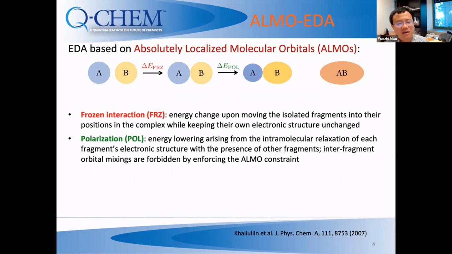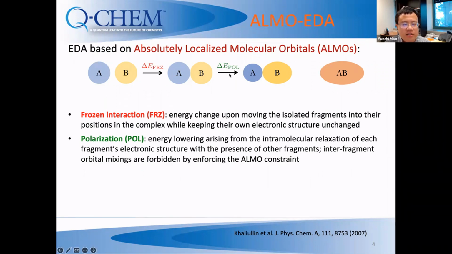The second intermediate state is called the polarized state. In this state, we allow the electronic structure of each fragment to relax in the presence of other fragments, but we don't allow the inter-fragment orbital mixings. And this is enforced using the ALMO scheme.